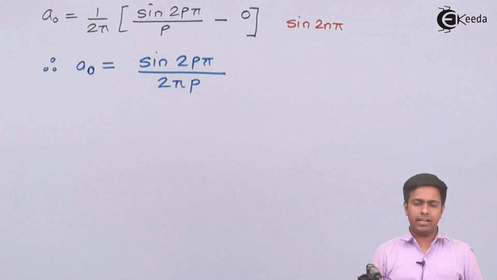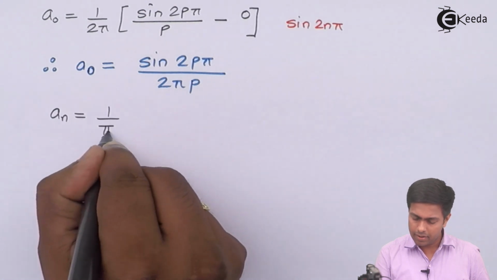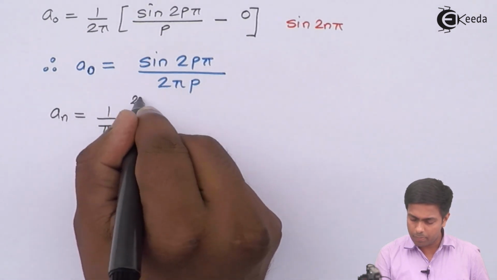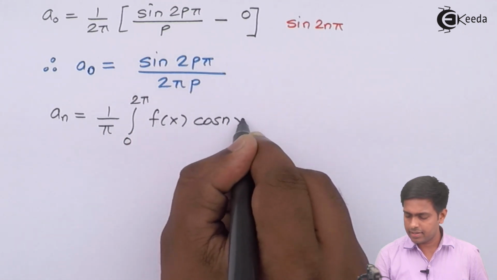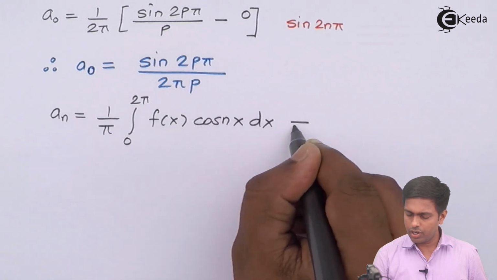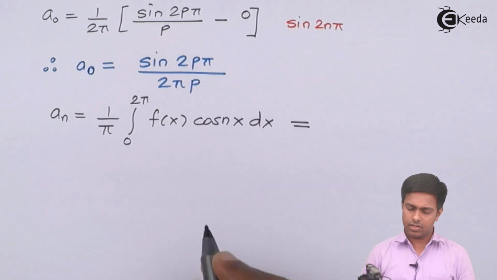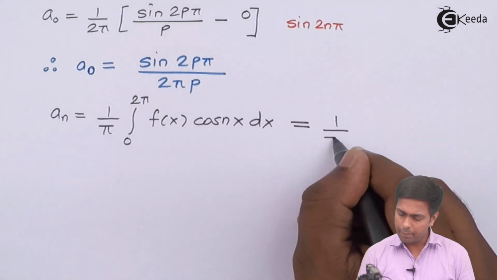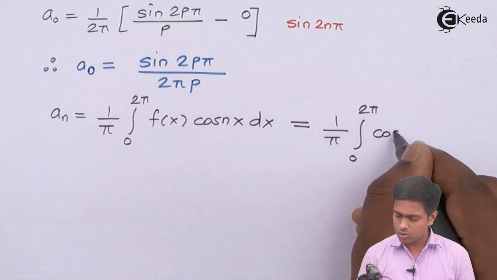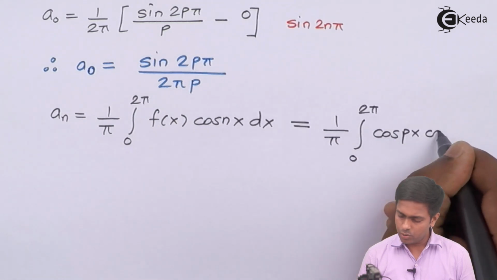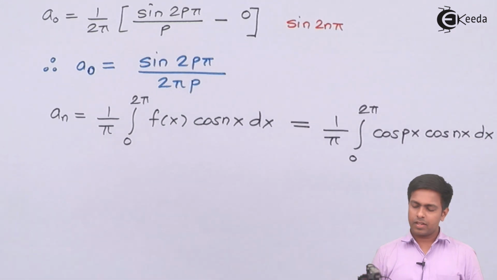Now let's find out an. So the formula for an is 1 by pi integration 0 to 2 pi f of x cos of nx dx. So here f of x is given as cos of px, so this will become 1 by pi integration 0 to 2 pi cos of px into cos of nx dx.